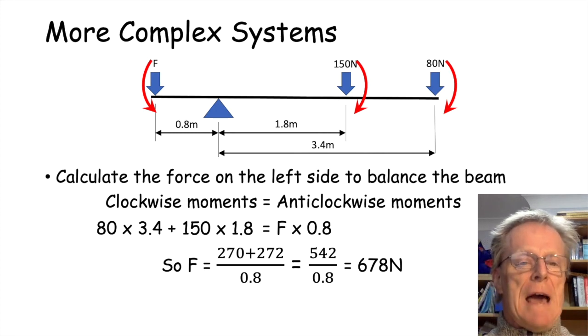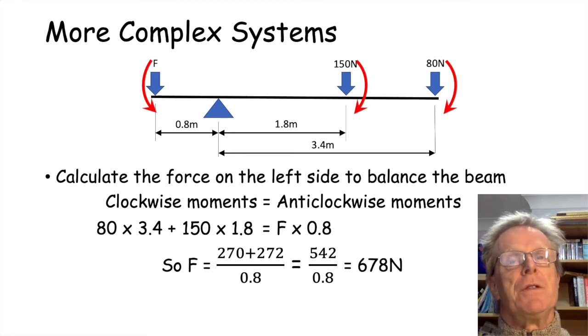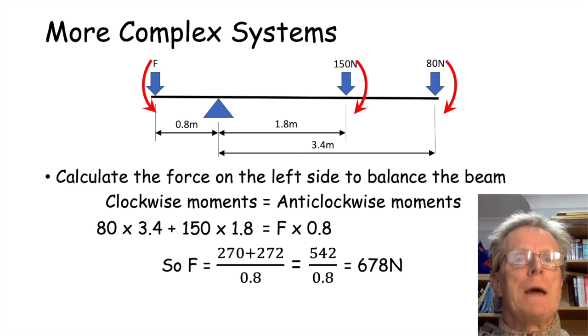The force F is clearly acting much closer to the pivot, therefore you'd expect it to be larger than the two forces on the other side further out. You'd expect to have more weight there. So 678 newtons sounds okay.